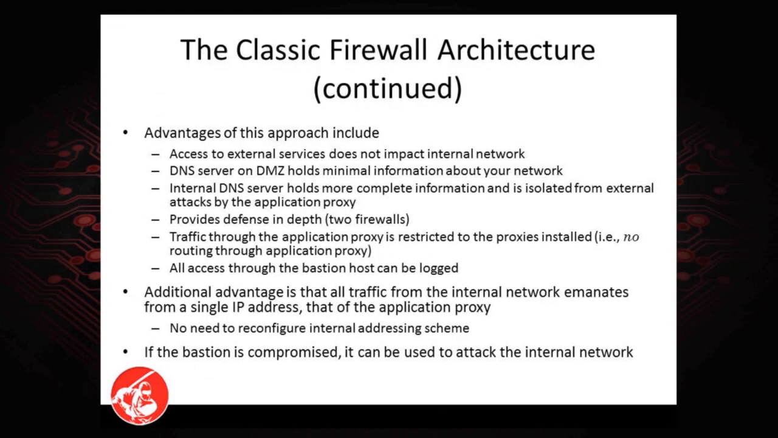Another advantage is traffic from the internal network emanates from a single IP address, that of the application proxy. So we can actually figure out, looking at our traffic, very quickly what is going on, because only one IP address should be in the logs. If another IP address is in the logs, we've been compromised or our architecture is not acting like it should. But from the attack standpoint, it's good news, because if we compromise the bastion host, we use that to attack the internal networks. But these are the types of architectures you will probably encounter.